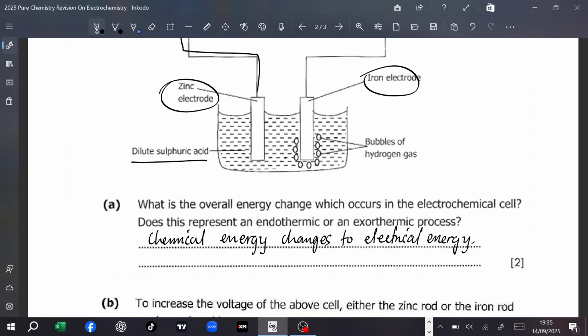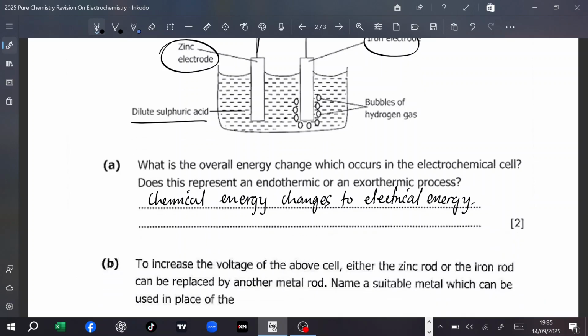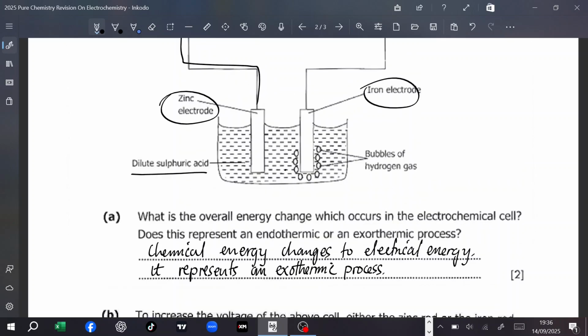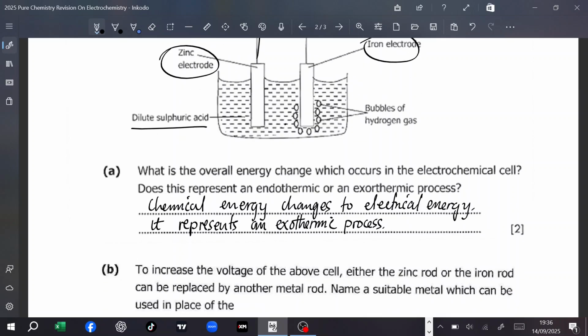to electrical energy. So when they ask, does this represent an endothermic or an exothermic process? We can say it represents an exothermic process. Why? Because heat, or energy, is given out as chemical energy changes to electrical energy.